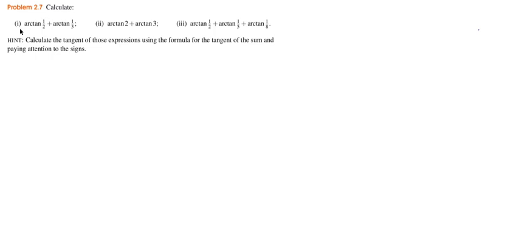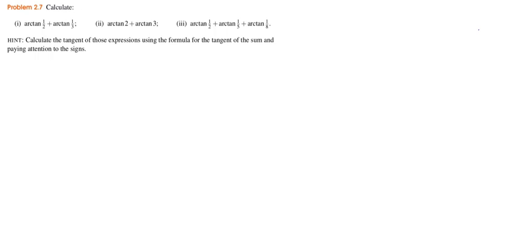2.7, calculate: 1, the sum of the arctangent of 1 over 2 plus the arctangent of 1 over 3; 2, the arctangent of 2 plus the arctangent of 3; and 3, the arctangent of 1 over 2 plus the arctangent of 1 over 5 plus the arctangent of 1 over 8. And the hint says calculate the tangent of those expressions using the formula for the tangent of the sum and paying attention to the signs.